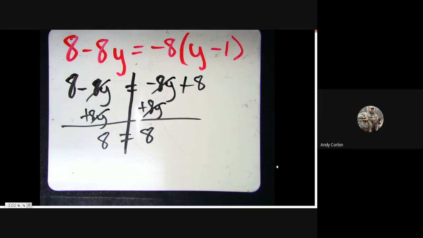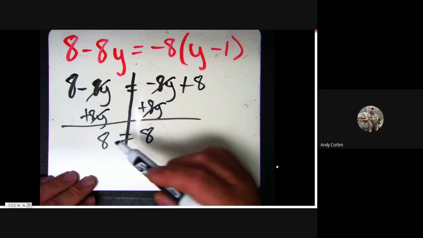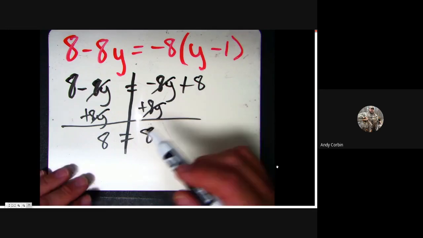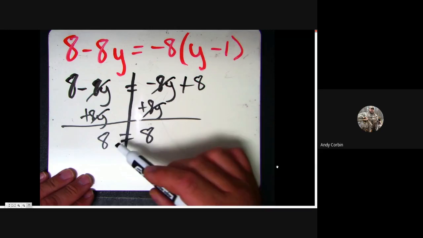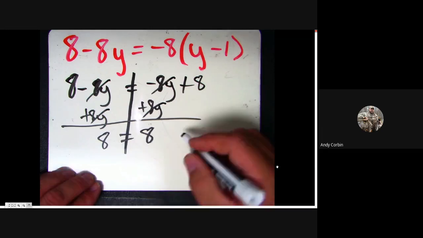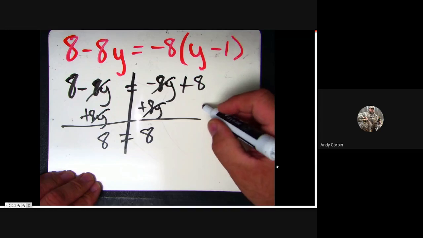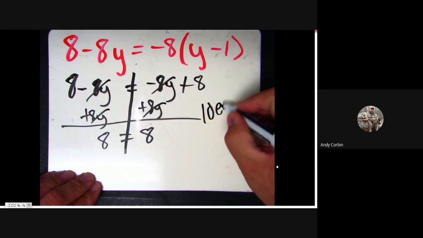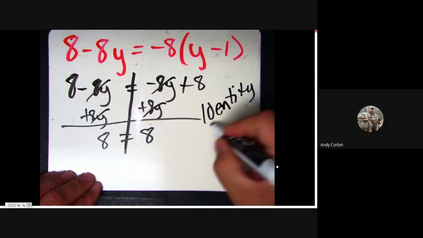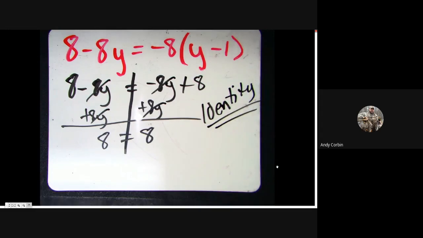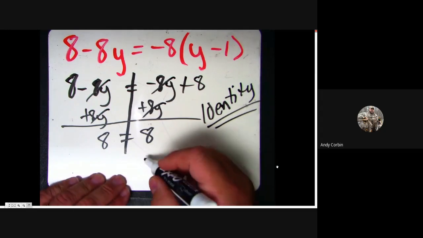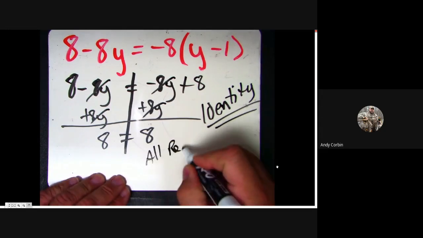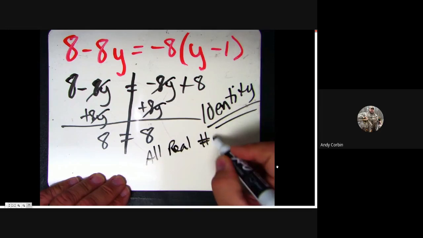Okay, this is the other scenario. When variables cancel, you can have things that are never true, or you can have things that are always true. This is always true. This is called an identity. Write this down. Okay, it's an identity. And the solution is all real numbers.